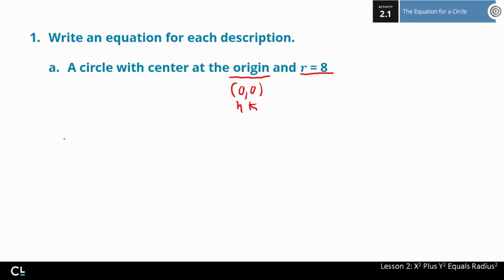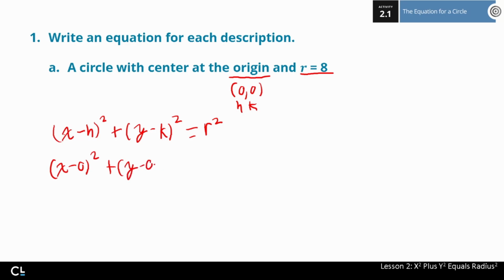So once again, let's just rewrite our equation. Our equation is (x minus h) squared plus (y minus k) squared equals r squared. So for this one, when we plug in our values, we're going to get (x minus 0) squared plus (y minus 0) squared equals 8 squared. For both of these, we could simplify by getting rid of these zeros and just saying x squared plus y squared equals, and then we square our 8, which gives me 64.